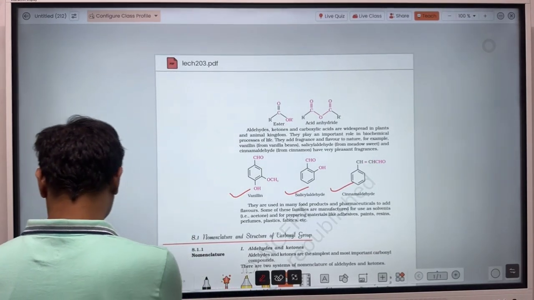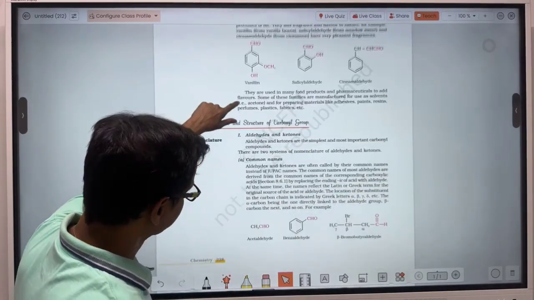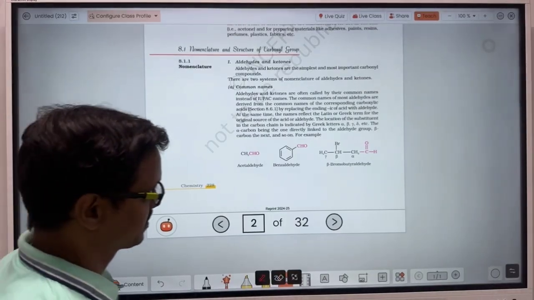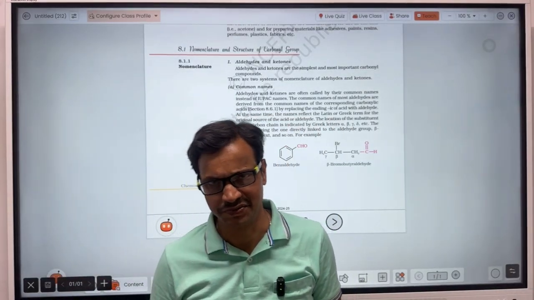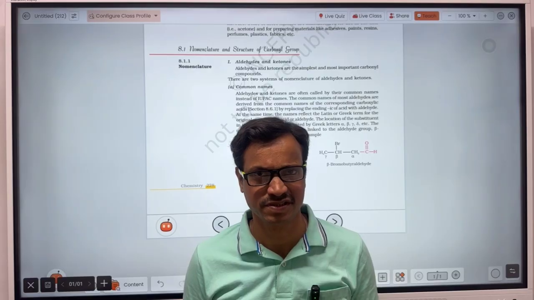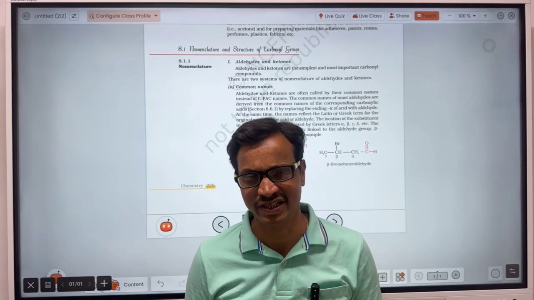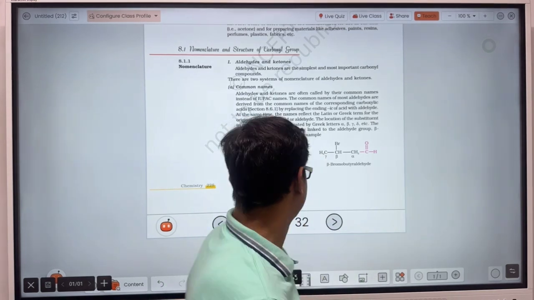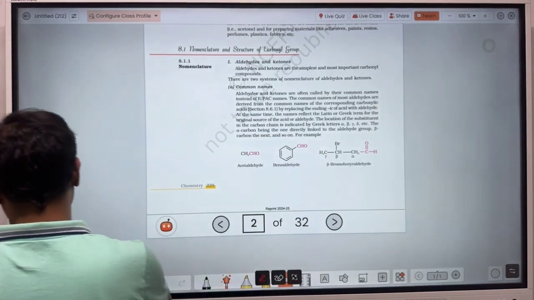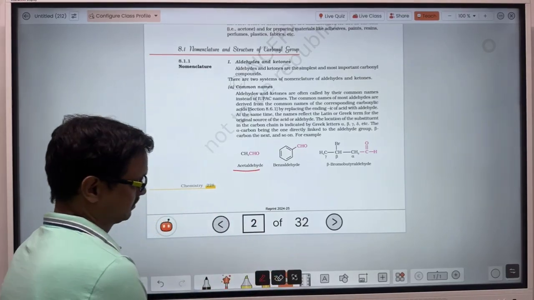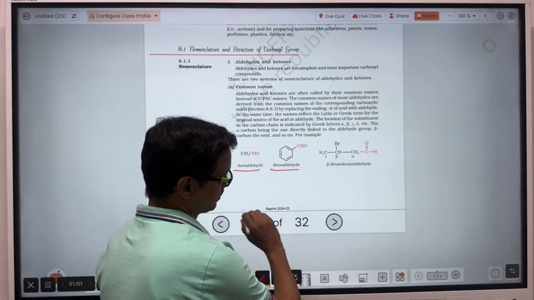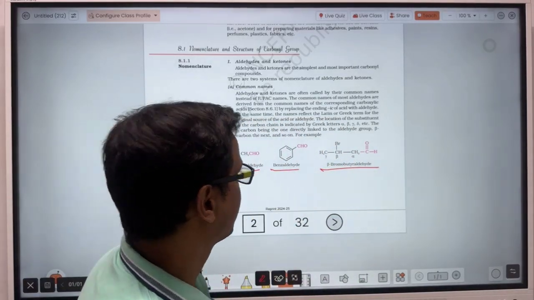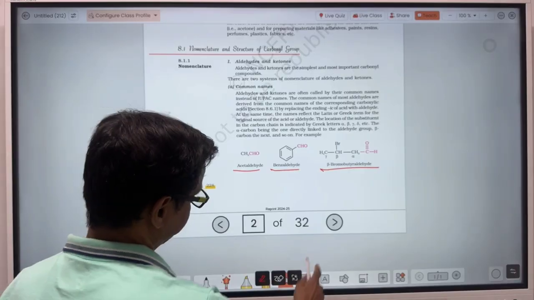Okay, now let's see nomenclature. In nomenclature, first of all, there are some compounds for which common names are also used, because these compounds are abundant in our day-to-day life. So common names have also been provided for these compounds. Here ethanal is called acetaldehyde. Similarly benzaldehyde, and beta-bromobutyraldehyde is the common name. These are used in our day-to-day life.